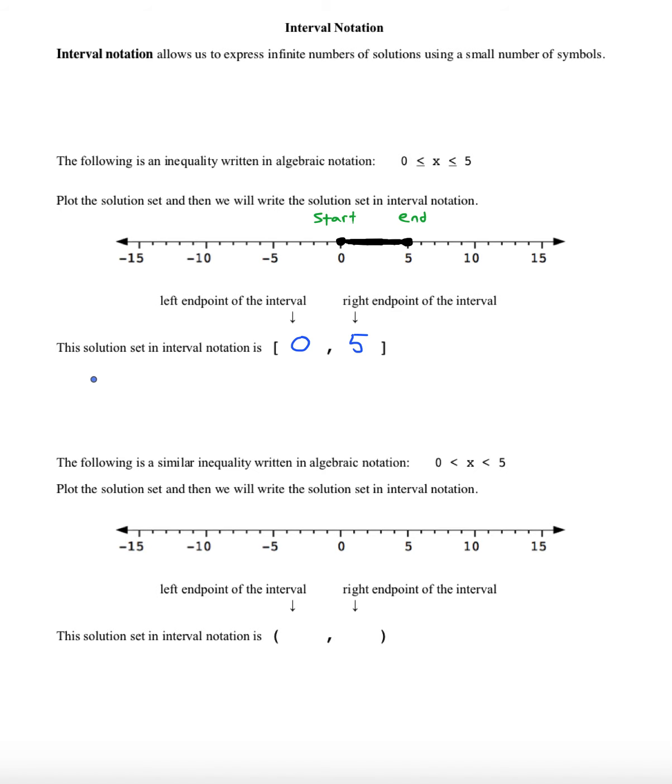So to write this in words, what we're talking about is every real number between 0 and 5 but also including 0 and 5.